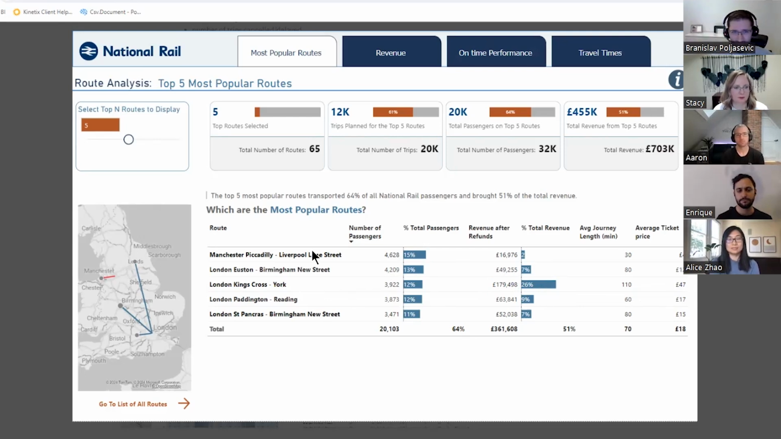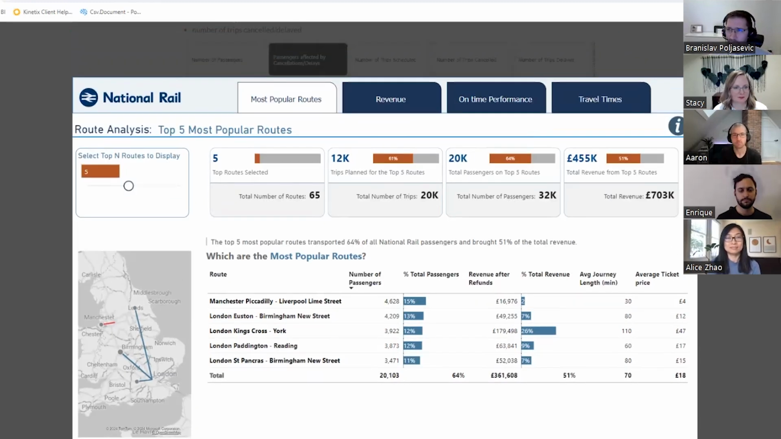And like a cherry on top, if you click on any one of these, the map highlights. So if I were to, for example, click on Manchester Piccadilly, Liverpool Lime Street, there is this red line on the map. Really cool stuff. And now keep this image in mind. I'm going to move on to the next one.